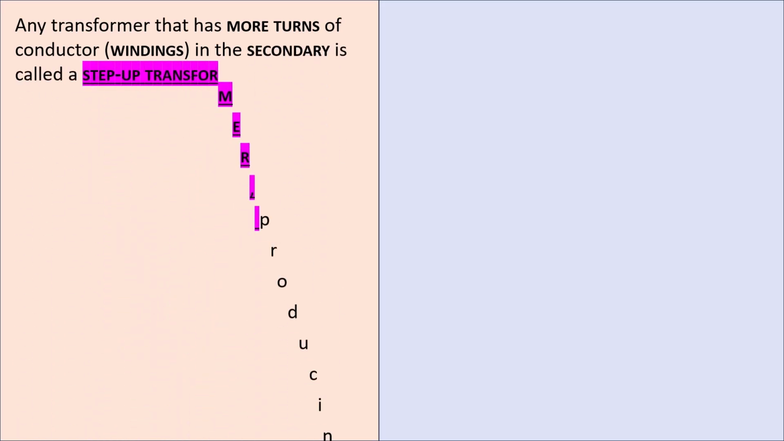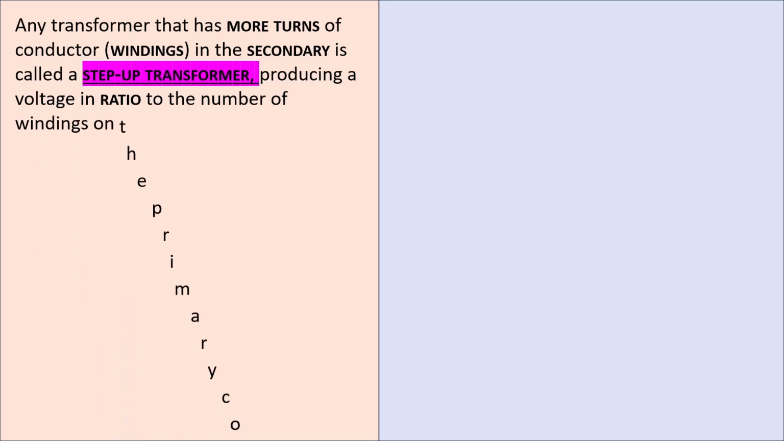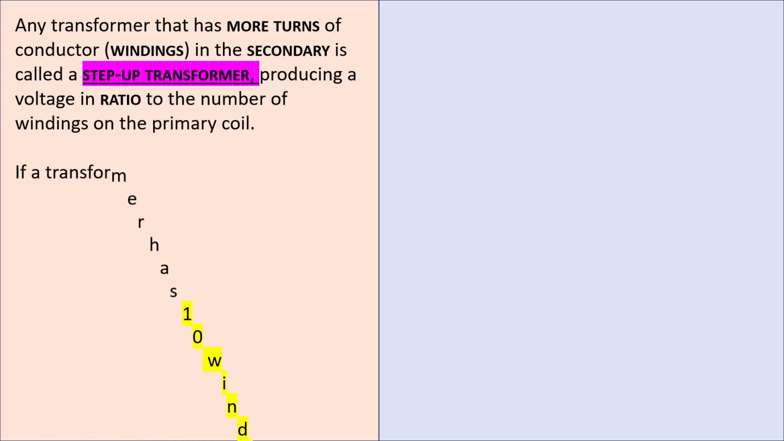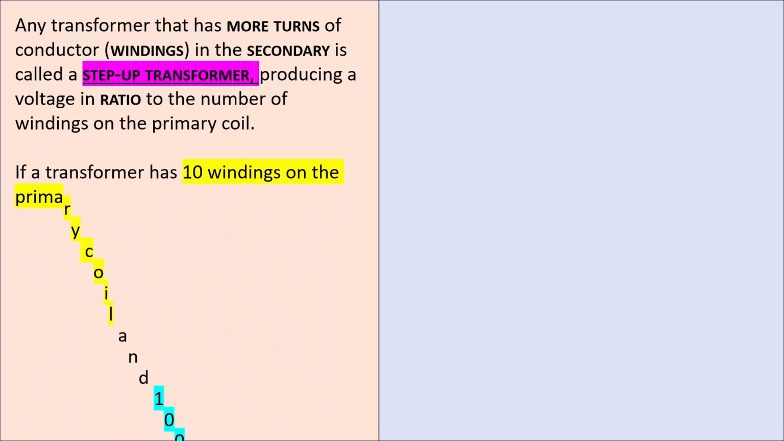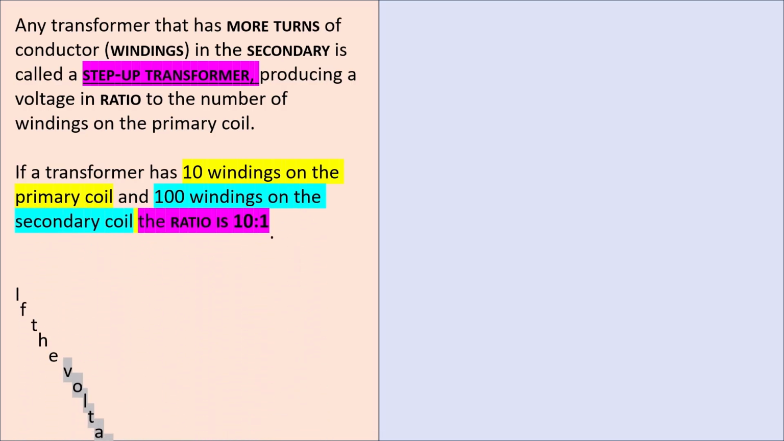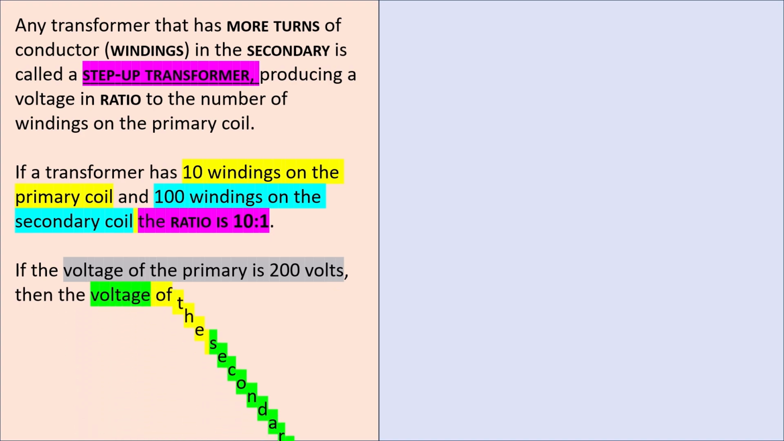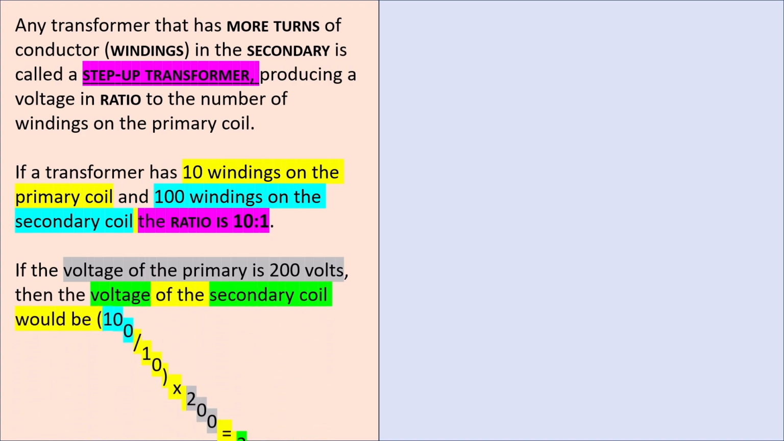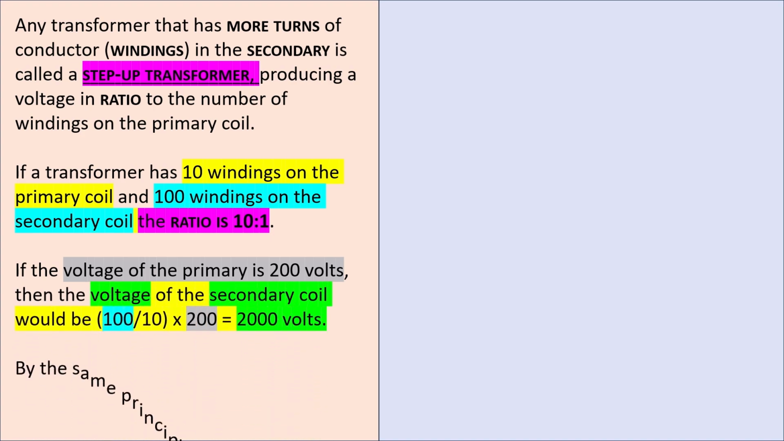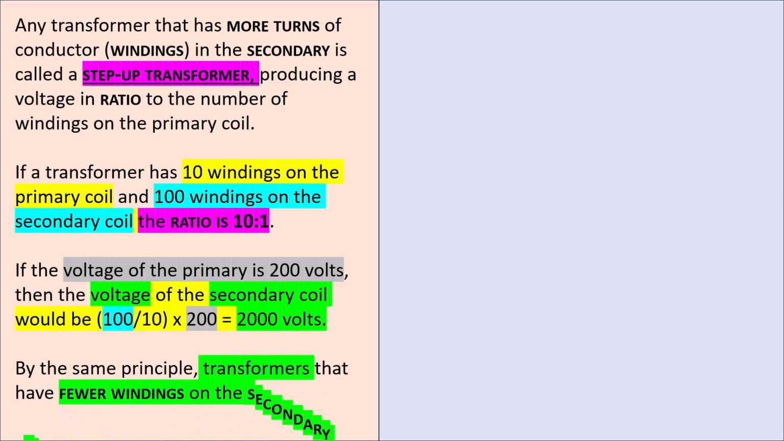Any transformer that has more turns of the conductor windings in the secondary is called a step-up transformer, producing a voltage in ratio to the number of windings on the primary coil. If a transformer has 10 windings on the primary coil and 100 windings on the secondary coil, the ratio is 10 to 1. If the voltage of the primary is 200 volts, then the voltage of the secondary coil will be 100 divided by 10 times 200 equals 2000 volts.